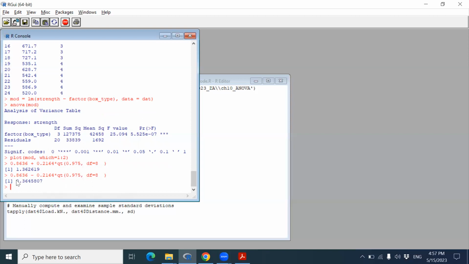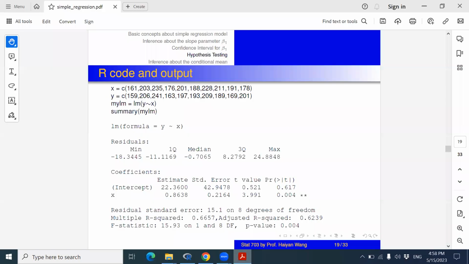In this case, you see the confidence interval of beta 1 is from 0.36 to 1.36. It's relatively narrow. That means that beta 1 has been pretty accurately estimated. So that's how we use the standard error of beta 1 hat and beta 1 hat to give us a confidence interval for beta 1. Okay.